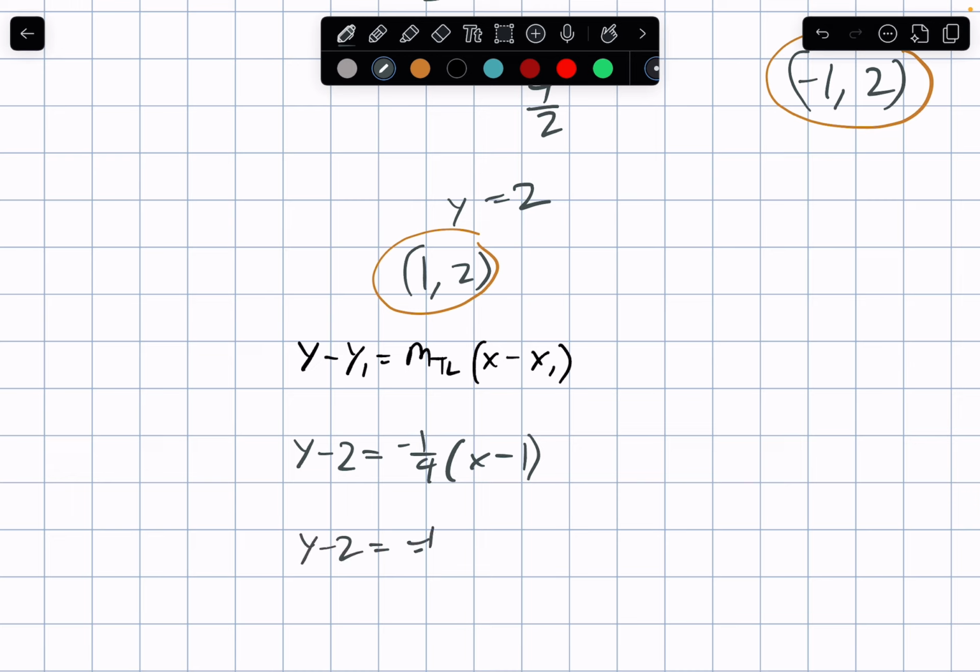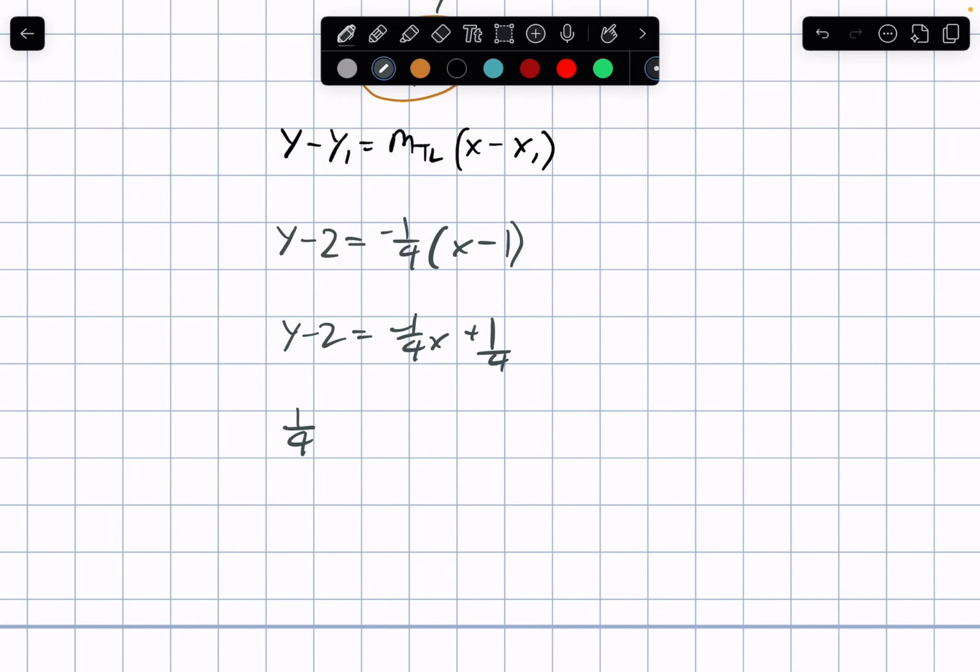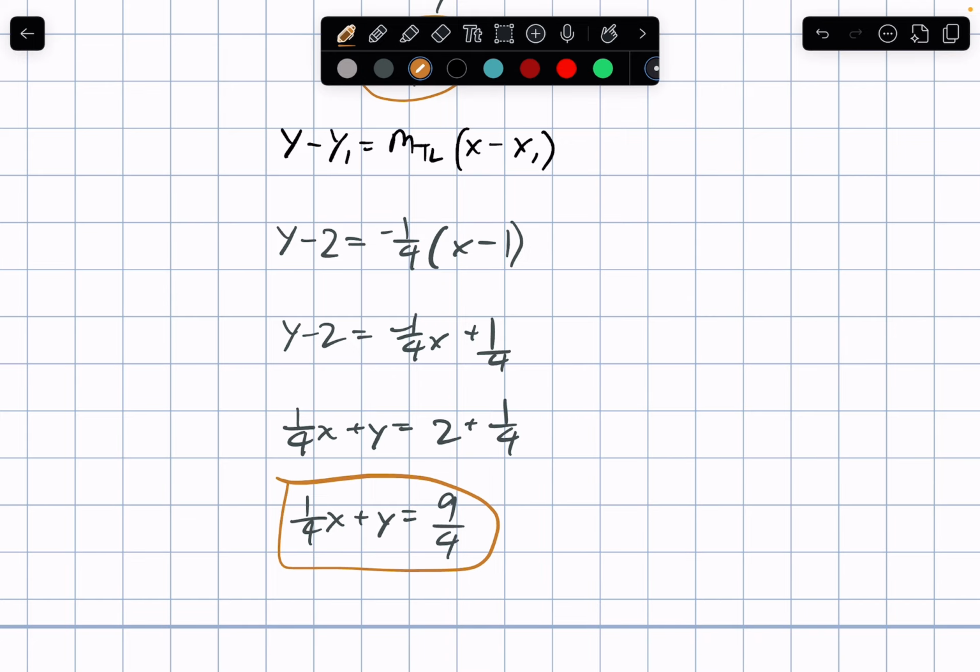So y minus 2 equal to negative 1 over 4 x plus 1 over 4. 1 over 4 x plus y equal to 2 plus 1 over 4. 8, 9, 9 over 4. So this is one of the equations.